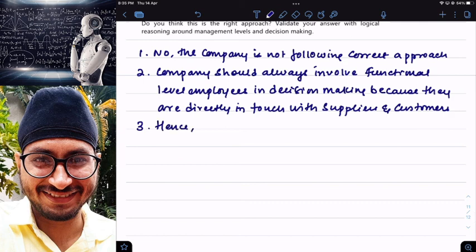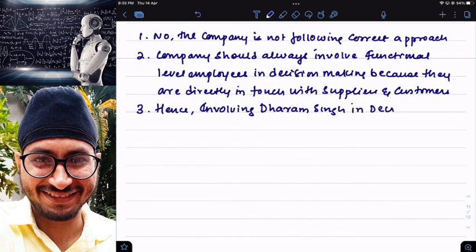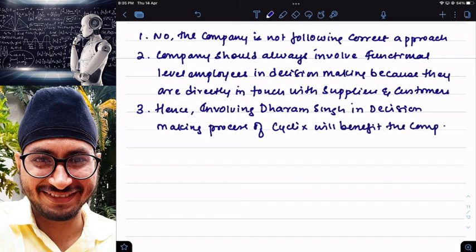Hence, involving Dharam Singh in the decision making process of Cyclix will benefit the company. Simple. Clear? Understood? Are we writing anything different from what we have studied? No, we are only writing what we have already studied, but we are writing in our own words.